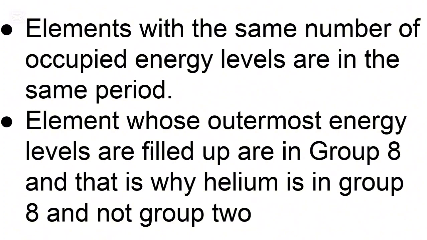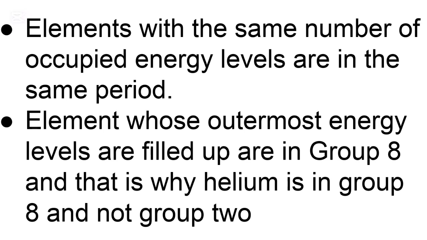For example, if we look at period 2, which consists of lithium, beryllium, boron, carbon, nitrogen, oxygen, fluorine, and neon, they have 2 occupied energy levels, with lithium having a configuration of 2.1, beryllium 2.2, boron 2.3, all the way to neon with 2.8. So elements with the same number of occupied energy levels belong to the same period.